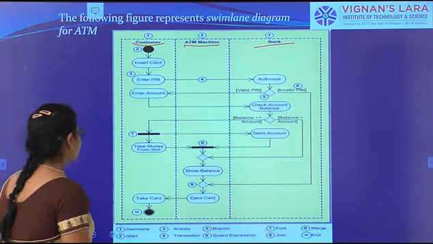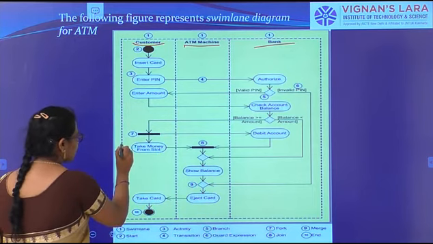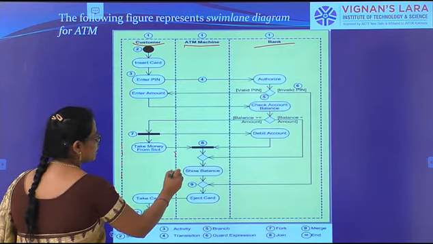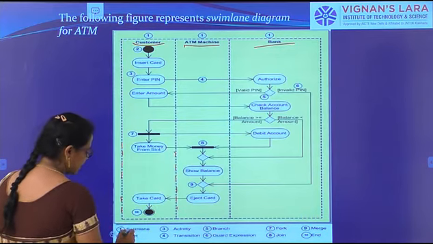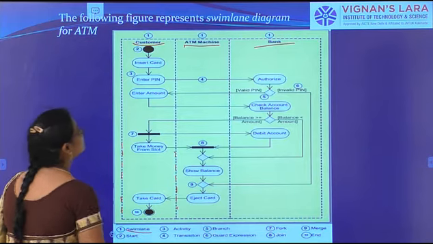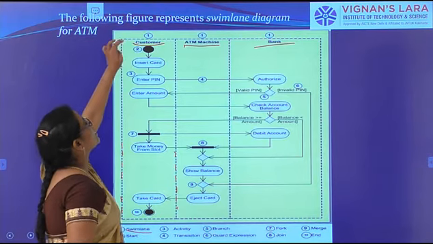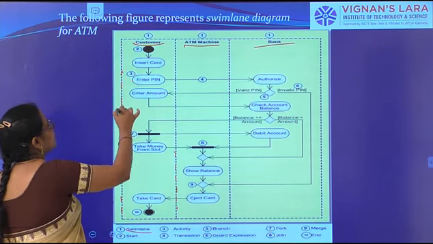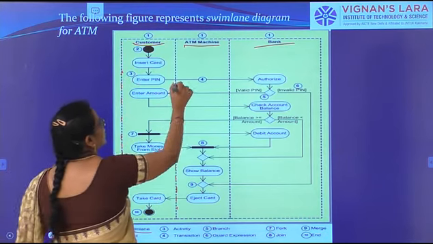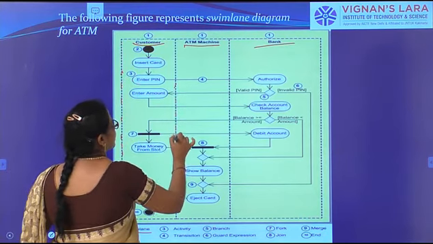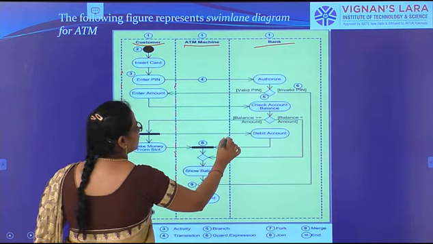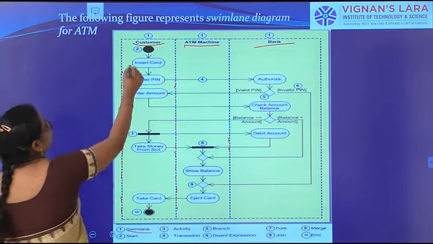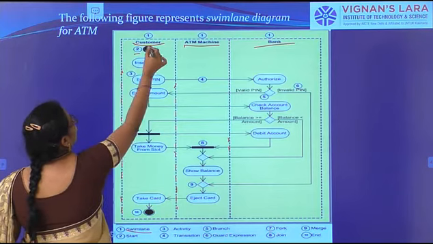See the dotted lines represented here. These dotted lines are called swim lanes. See here, swim lane. One represents a swim lane. Whatever the dotted lines represent here, those are called swim lanes. And next, the second point, is the start. Start is the rounded symbol.